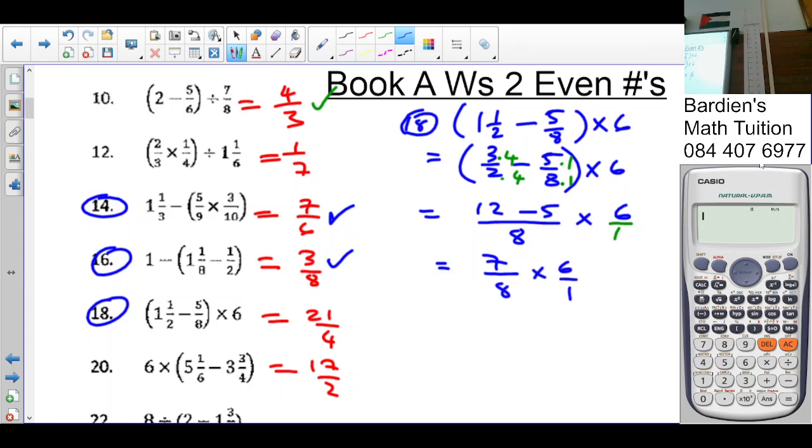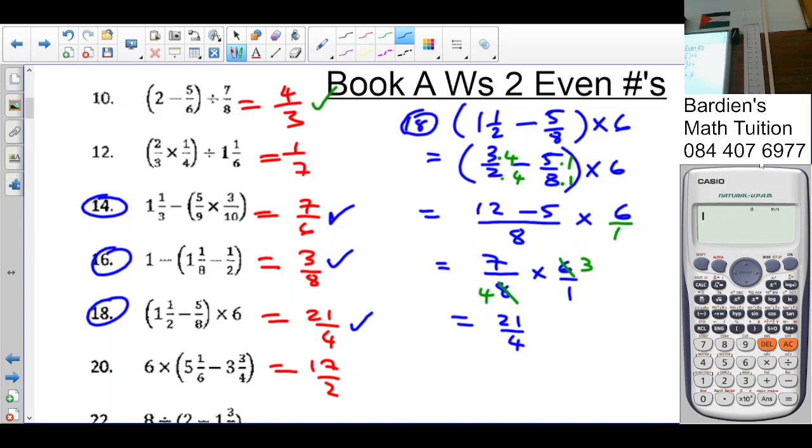What must we do now? Is there a number that can go into 6 and into 8 without a remainder? Yes. 2 goes into 6 3 times. 2 goes into 8 4 times. So 7 times 3 is 21 over 4, or 5 and 1 over 4. So what was your answer? 5 and 1 over 4. It's absolutely correct. I got 4 wrong. Okay.